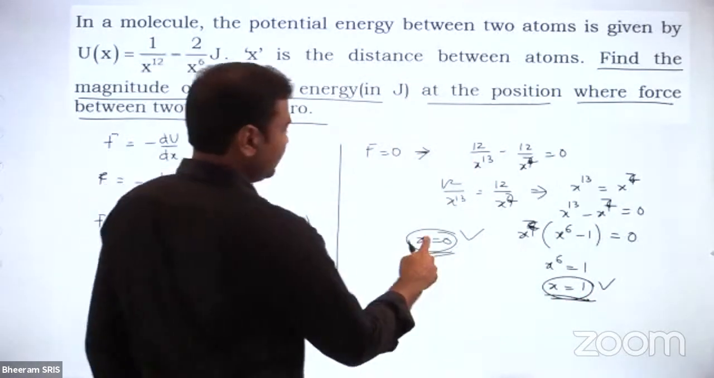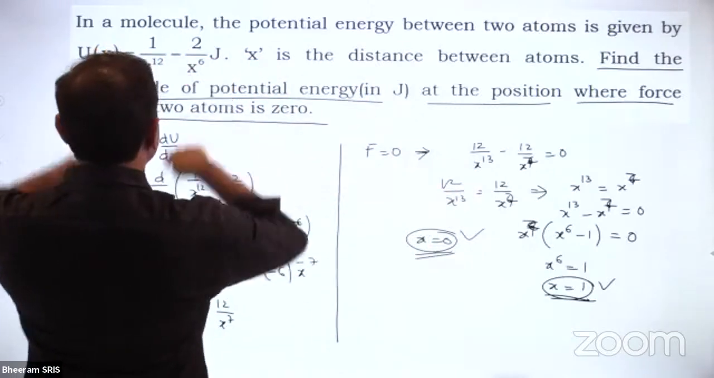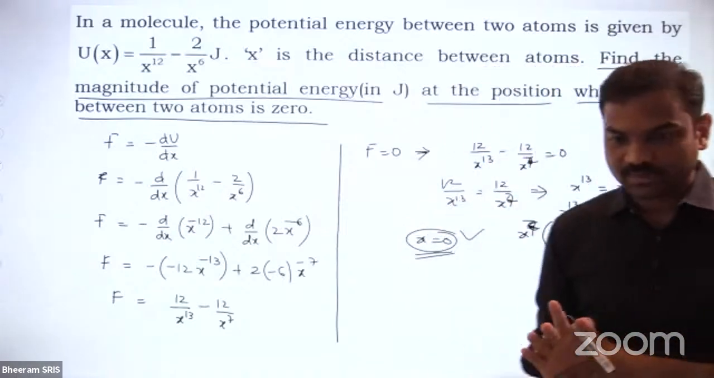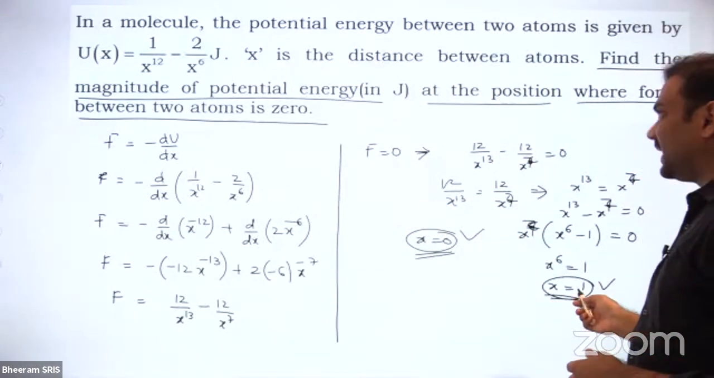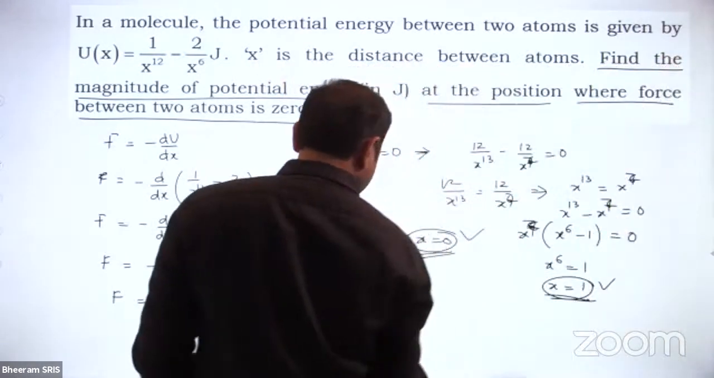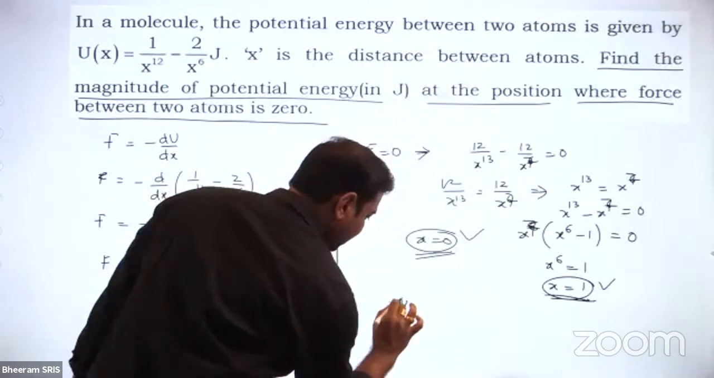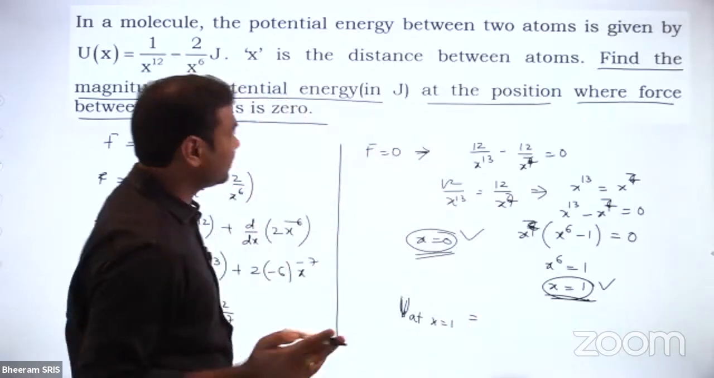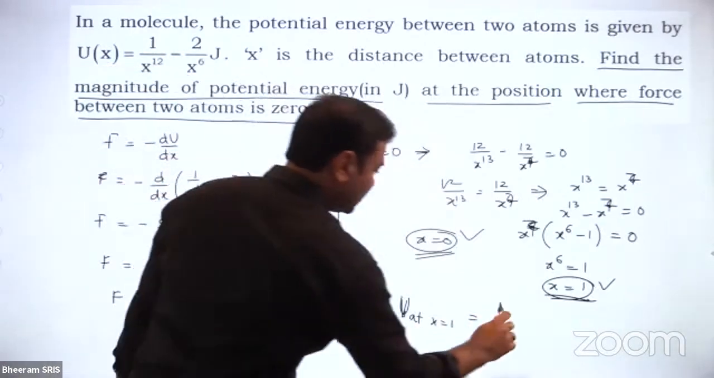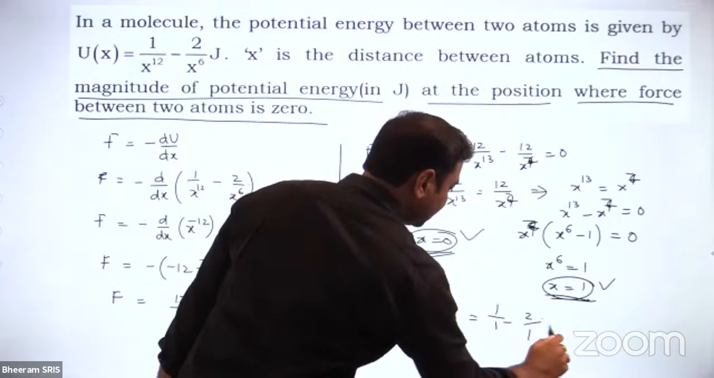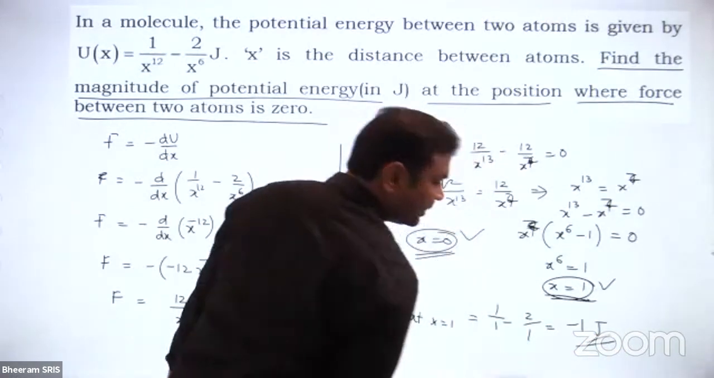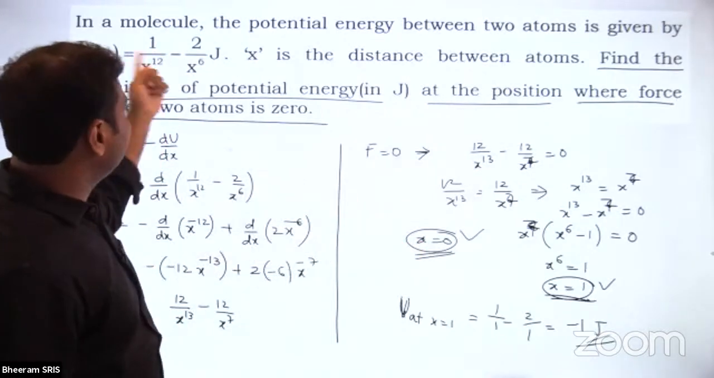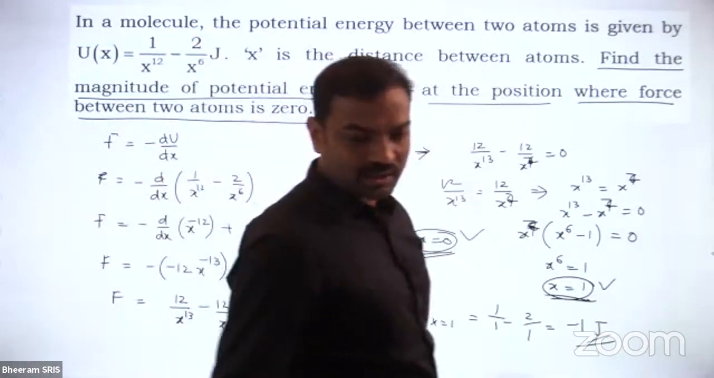Okay. So if I am keeping x value 0, it's infinity. So it's not the answer. Infinity is not the answer. If I am keeping x value 1, then what is the potential energy value? Potential energy value at x is equal to 1. So you will get only one answer, not 2 answers. So 1 by 1 minus 2 by 1 will give you minus 1 joules. So modulus will be 1. If you are keeping x value 0, then it will become infinity. So that's not the answer, obviously.